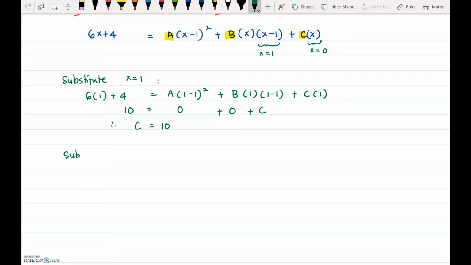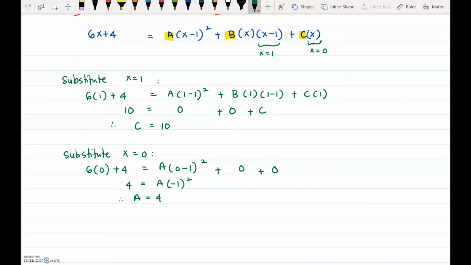Continue, substitute your x equals to 0. Okay, you will have your 6 times 0 plus 4 is a times (0 minus 1) squared, plus this one you will get 0, and also for c you will get 0. So you have here 4 and negative 1 squared. Okay, let's say if I put negative 1 squared, you will have your a is 4.